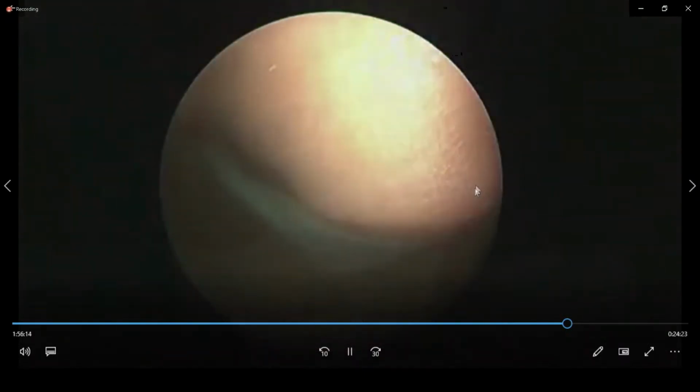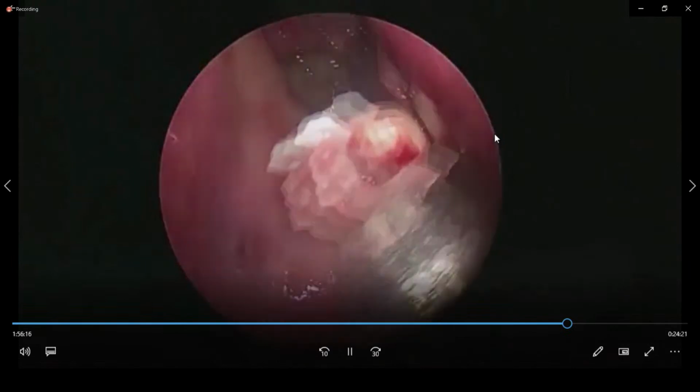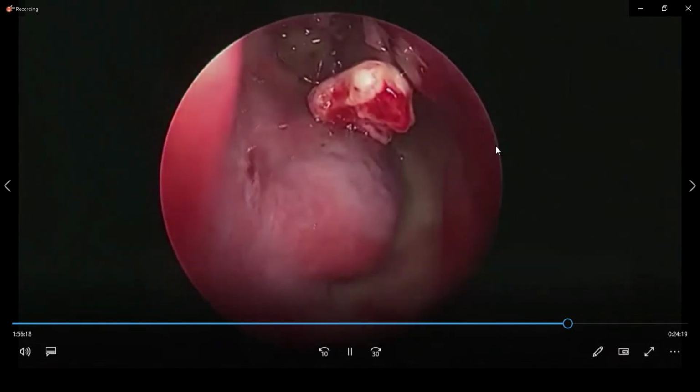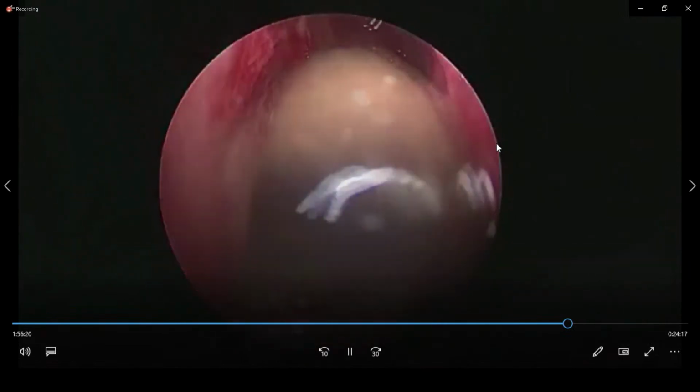Osteoma, which was left below in the cavity.